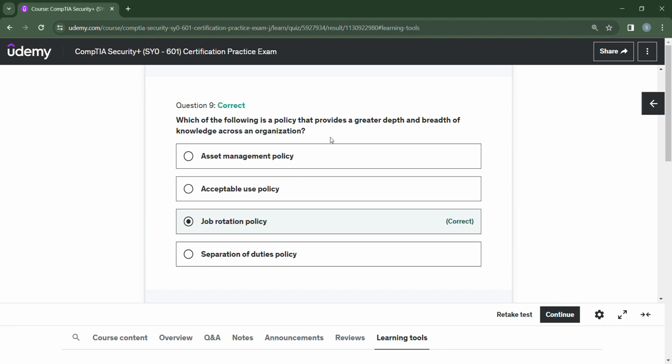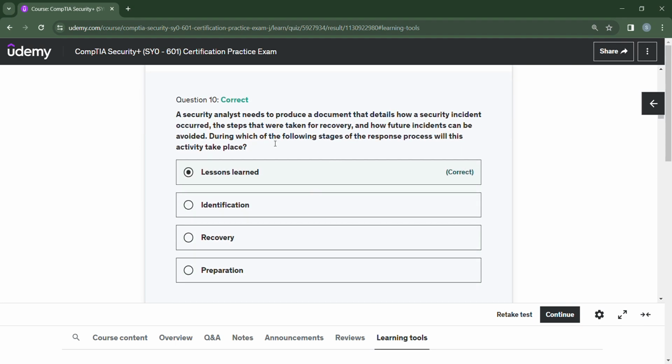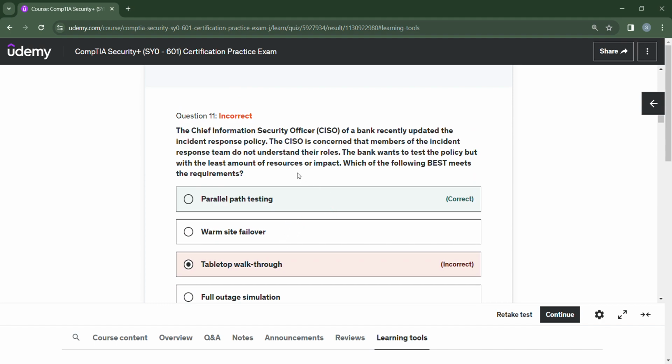Which of the following is a policy that provides a greater depth and breadth? Job rotation. Security incident recurs, steps that were taken for recovery, etc. Lessons learned. I went with tabletop walkthrough on that one. Yeah, parallel path testing, I'm not even sure what that is. I'm going to have to look that up.